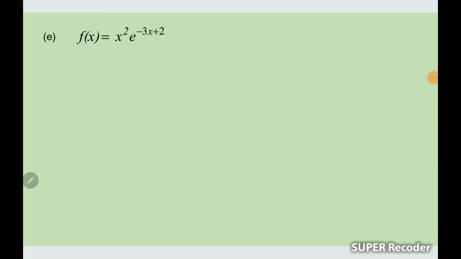Okay, now if given f(x) equals x squared multiplied with e to the power of negative 3x plus 2. So as usual, you need to find what is u and u prime. So u is equal to x squared. If u equals x squared, u prime is 2x.